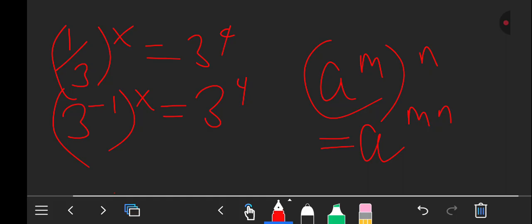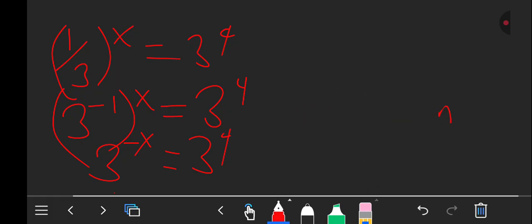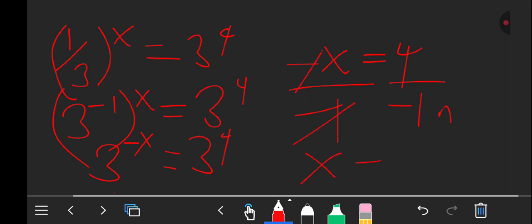So this is what we're going to apply. So you just multiply the indices, that is negative 1 multiplied by x, so it will be 3 to the power negative x is equal to 3 to the power 4. When the bases are equal, so should the powers be. So negative x is equal to 4. You equate the powers, you find the value of x by dividing on both sides by a negative, so x is equal to negative 4. So this is how you can convert exponentials into logs, logs into exponentials, and also evaluate logarithmic equations or expressions rather. Thank you for watching.